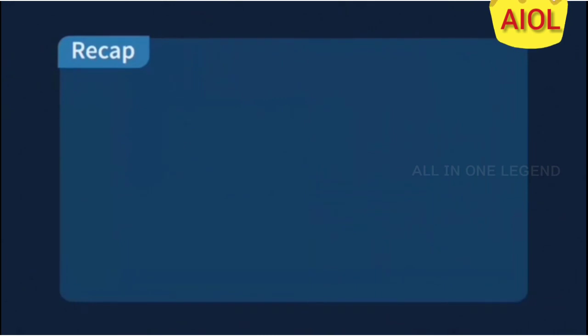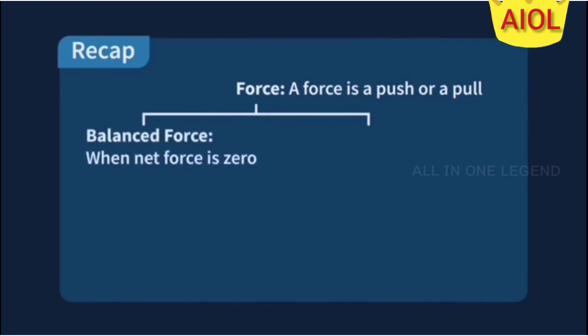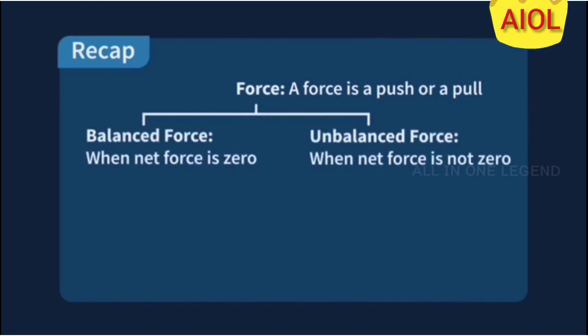Cool. So I hope you liked the session and have understood now how balanced and unbalanced forces impact objects. Let's recap what we've learned in this session. A force is a push or a pull. Based on net impact, we learned that there are two types of forces, balanced and unbalanced. When multiple forces cancel each other out to give a net force of 0, they are called balanced forces. When the net force is not 0, the forces are called unbalanced forces.